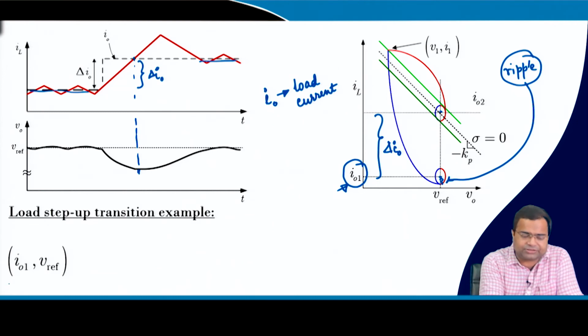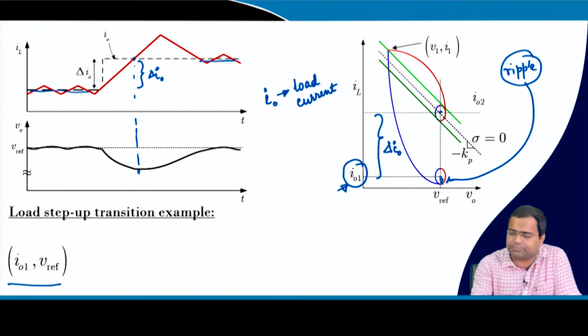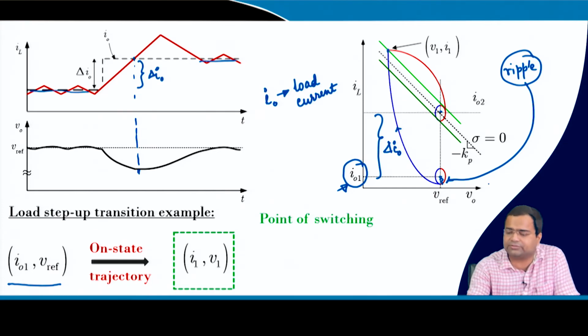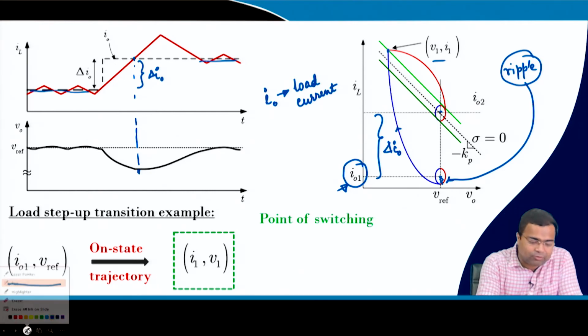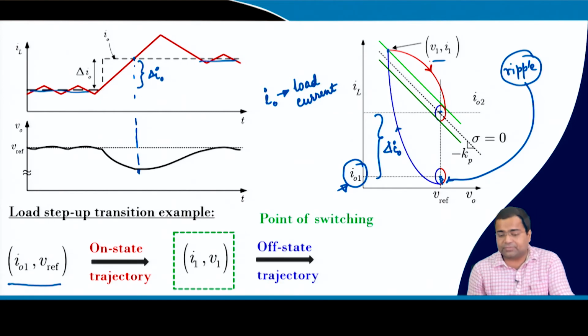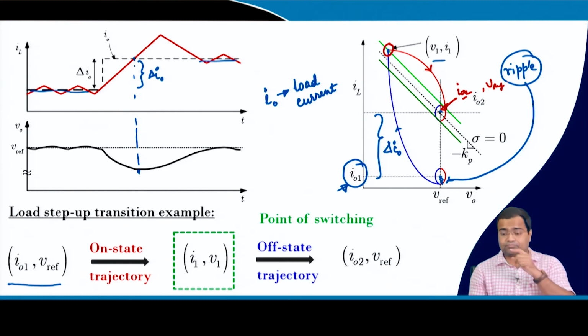So, it will start from I01 and Vref at this point, then on the on-state trajectory it will follow this trajectory, and it will reach up to here. So, the final value will be I1, V1, since you are plotting V0 versus IL. Next, it will follow the next trajectory, which is this off-state trajectory, and for that this is my initial condition, and the final condition will be I02, my load current, and Vref, my reference voltage.